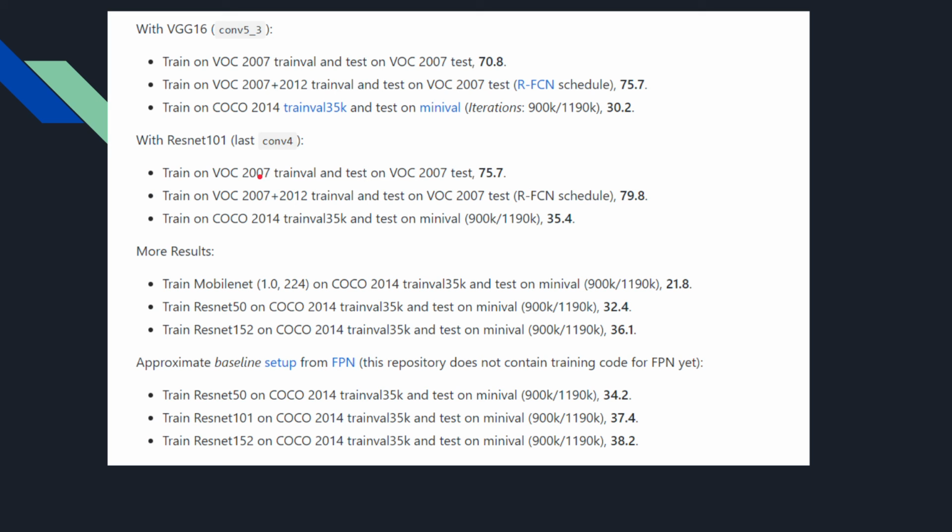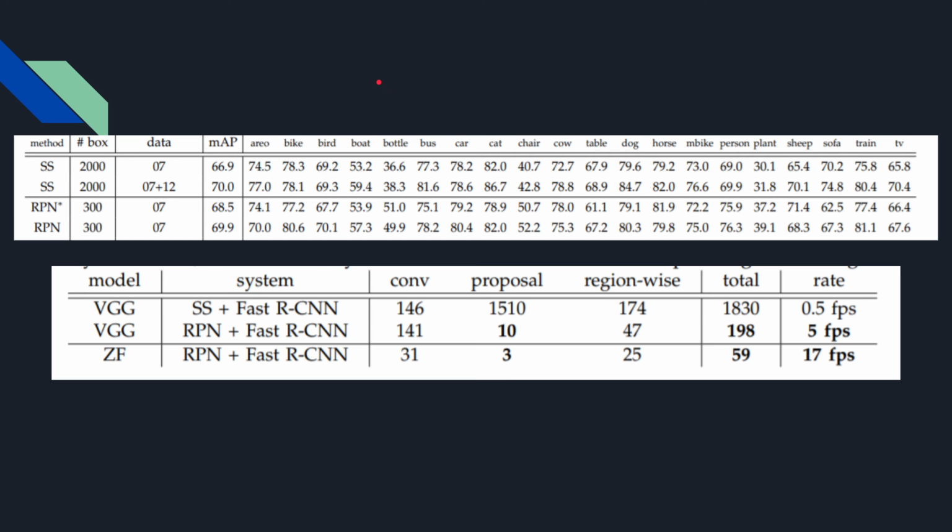We can also see that changing the model to a different network such as ResNet 101 on the same dataset will result in better accuracy. And we can also see that using selective search for finding proposals needs more processing time and gives lower accuracy.